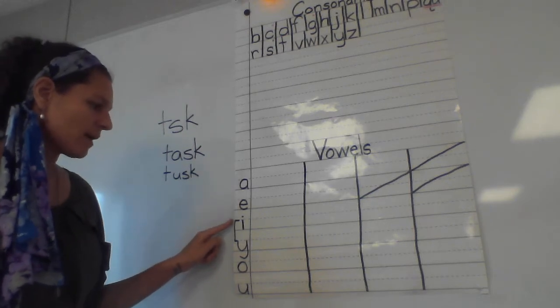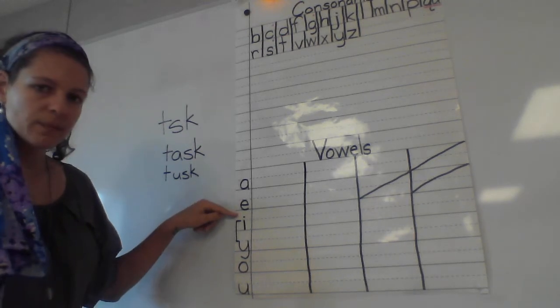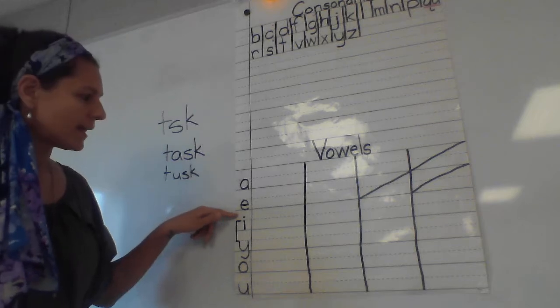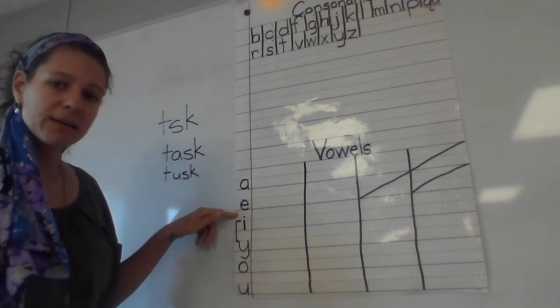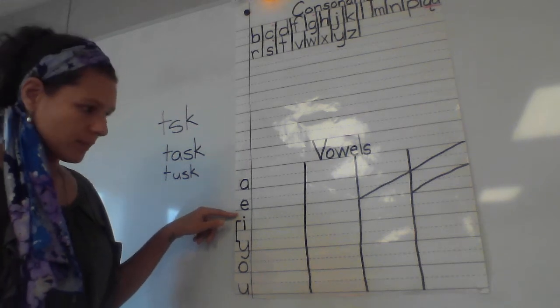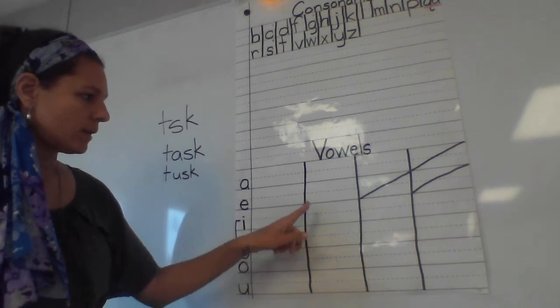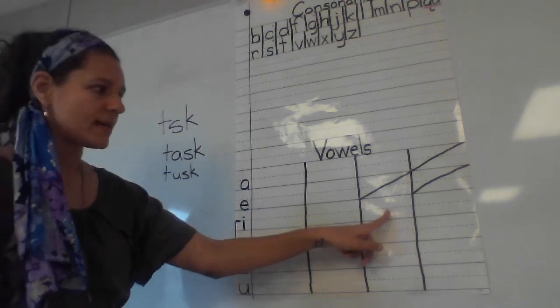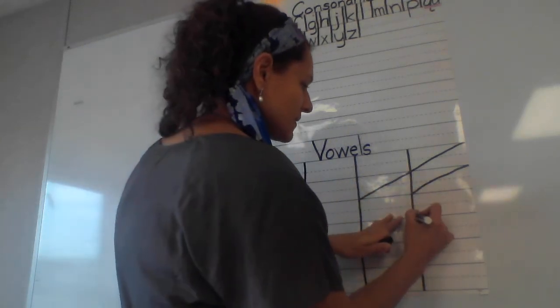All right, and how about this? Say this phonogram for me, please. Good. I, E. How many sounds does I, E have? Good, it has 3, so later on we'll end up writing words there, but we don't need this spot.